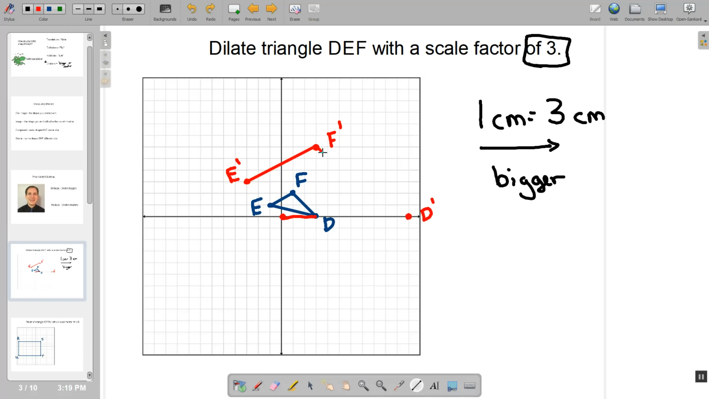And now I connect each of my individual points. And it's usually pretty easy to tell just from the eye test if the shape changed at all. I look at EFD is the same as E prime, F prime, D prime. Therefore, the shape stayed the same, but the size changed with a scale factor of 3. So we are done.